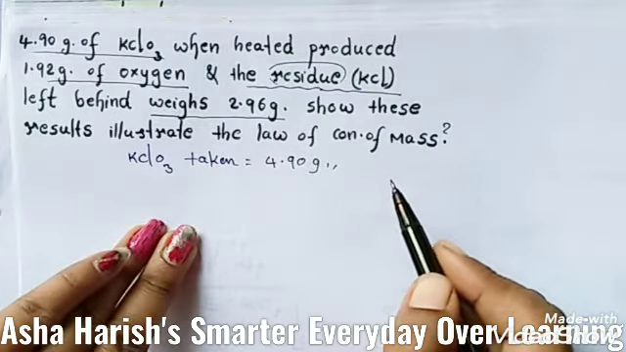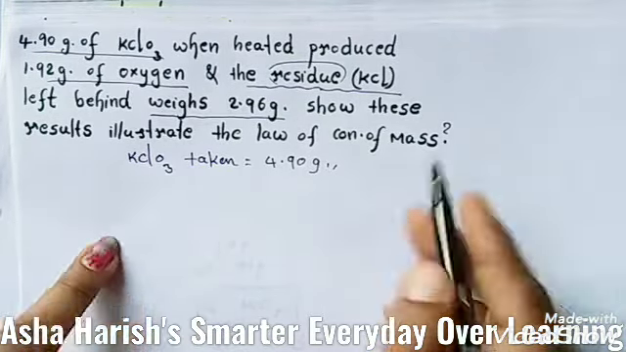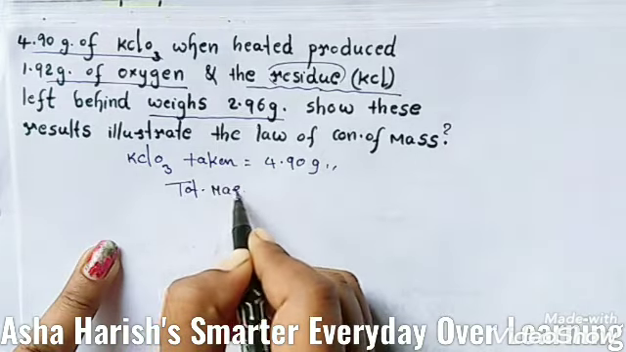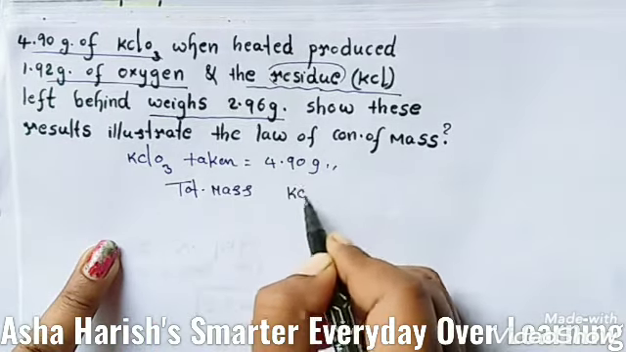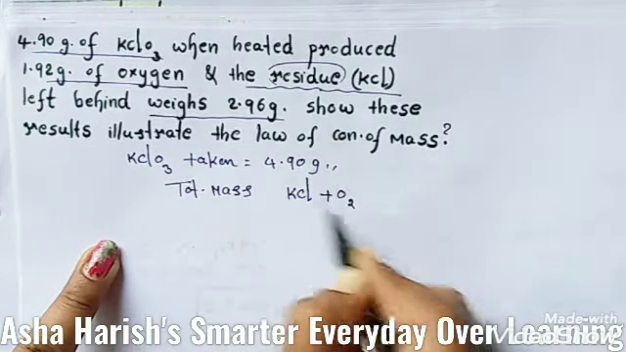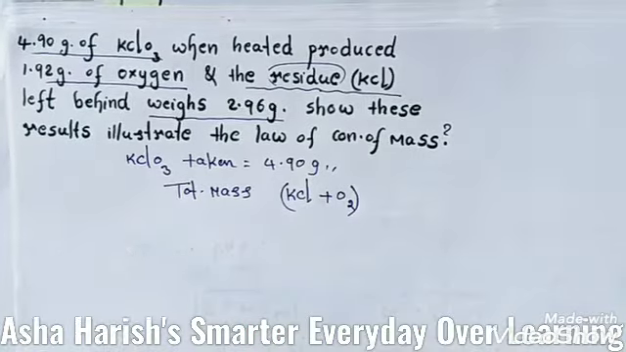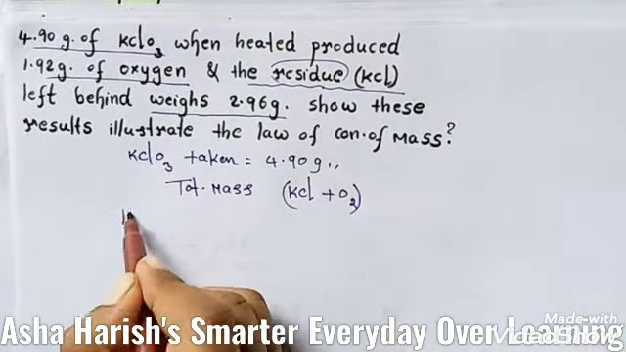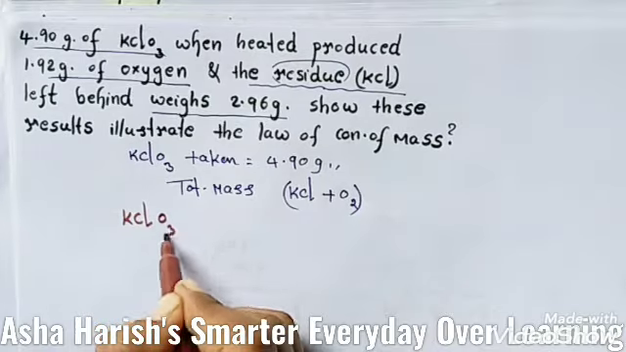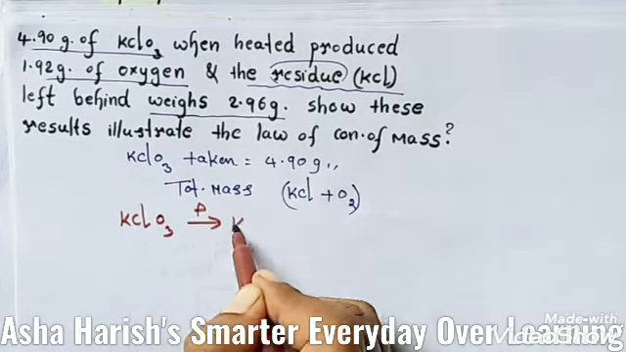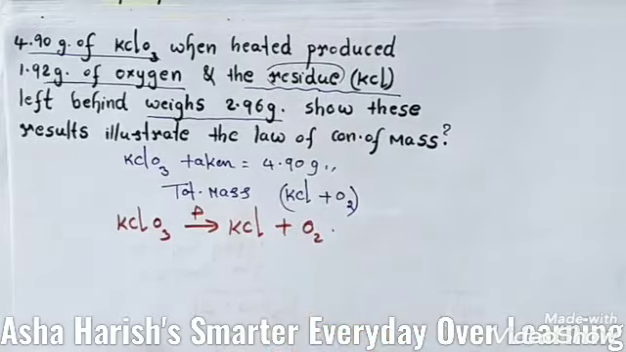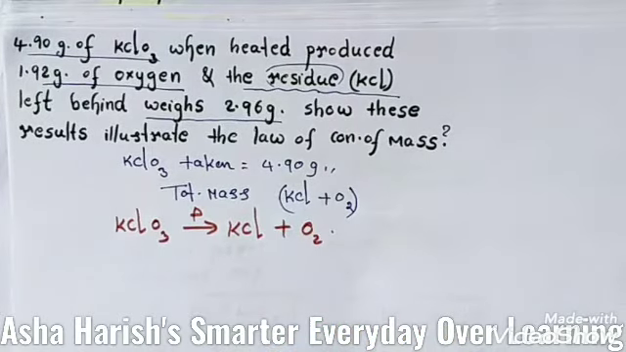Okay, now the total mass of the products. Total mass of the products means the total mass of KCl plus O2. Here is the chemical equation. You have to write it like this. KClO3, when it is heated, then KCl is formed as residue and O2 is liberated. This is the net reaction.